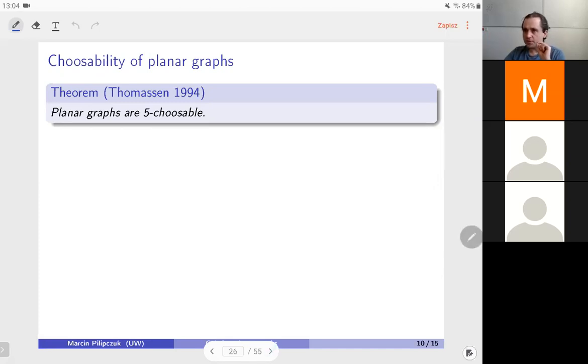So I looked into Thomassen's paper. It's really one paragraph. I mean, it's like the statement and a one paragraph proof there. We'll be doing a bit more than one paragraph. I mean, that was a bit too concise, but let's go.